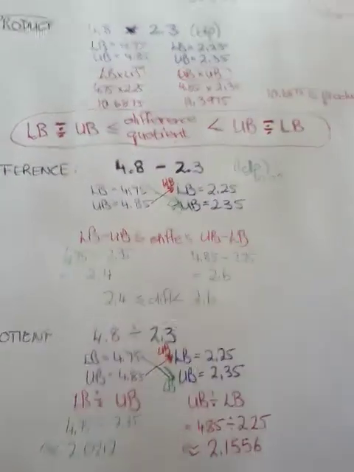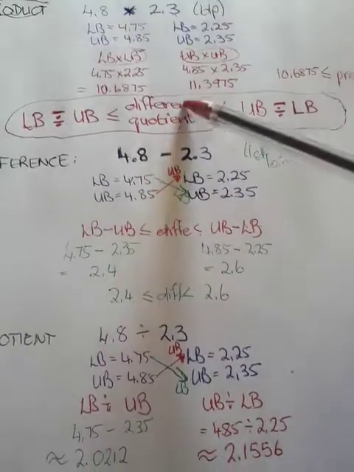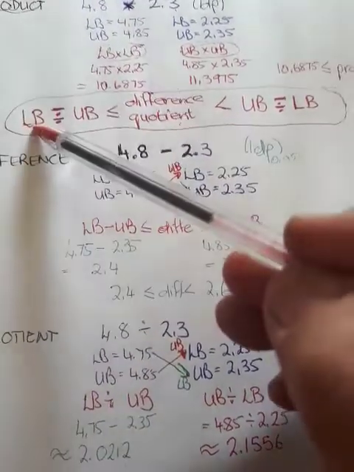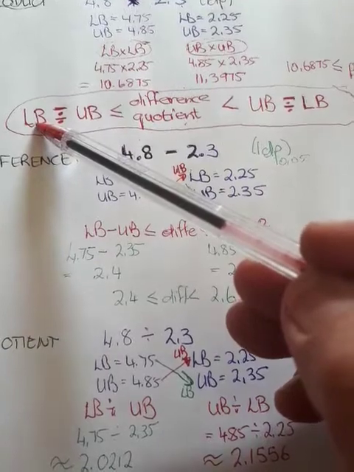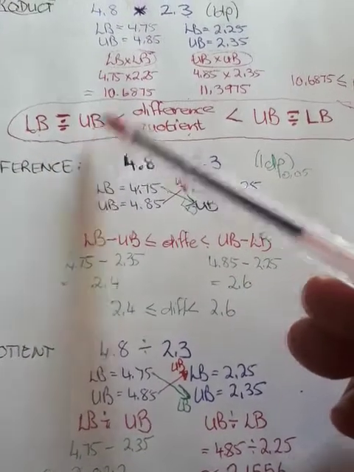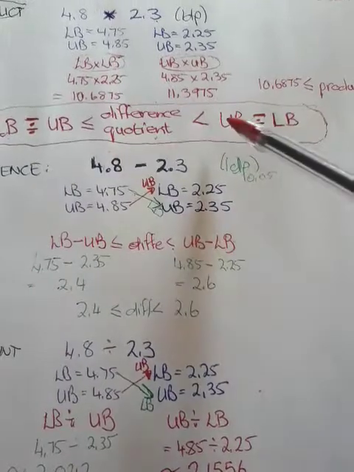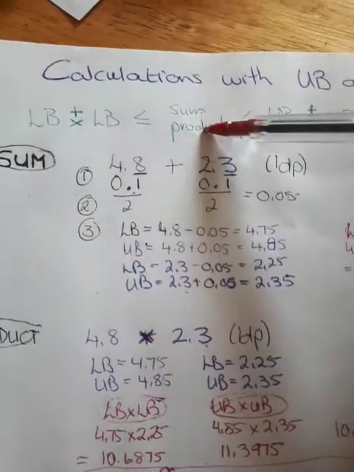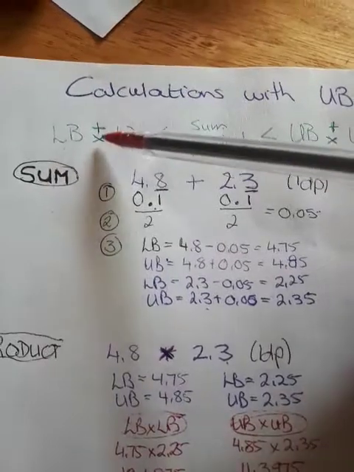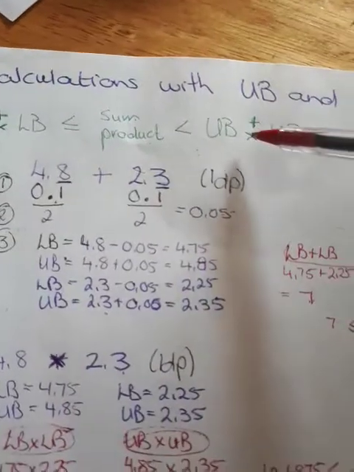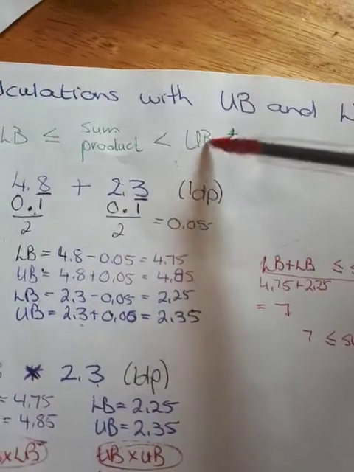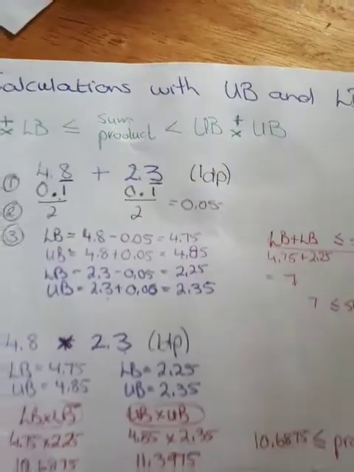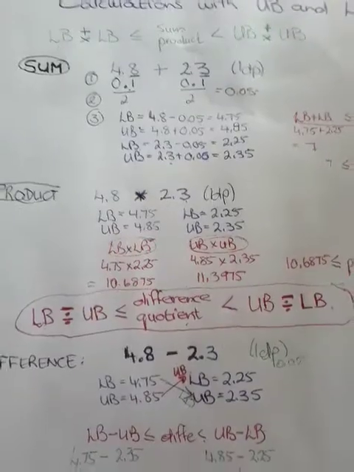So again, people, if you do minus or division, you simply have to remember this. For the difference or the quotient, the lower bound is calculated by lower bound minus or divide by upper bound, and the upper bound is calculated by upper bound minus or divide by lower bound. And just as a reminder, for the sum or the product, it is lower bound plus or times lower bound, and for the upper bound you calculate upper bound plus or times upper bound. I hope you understand this and that you can do your work.